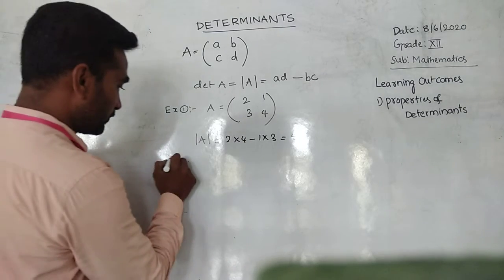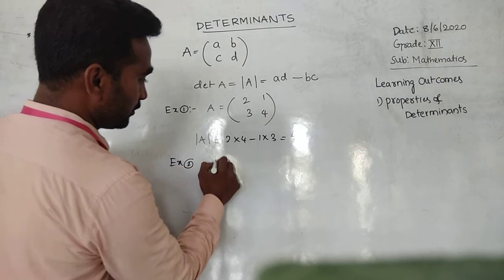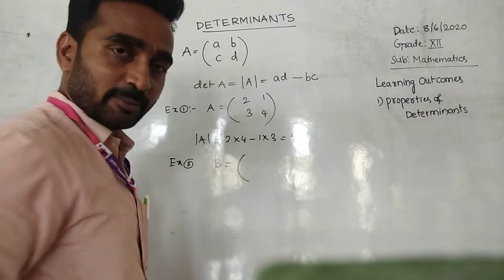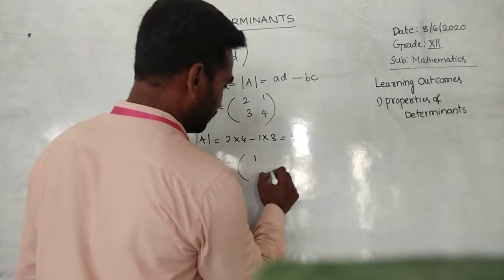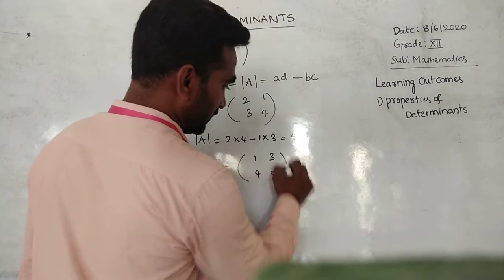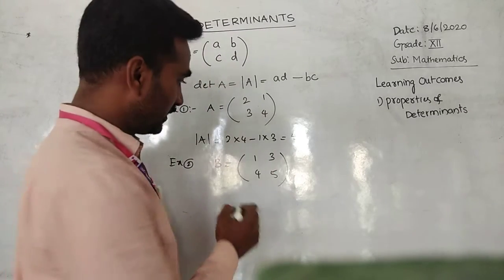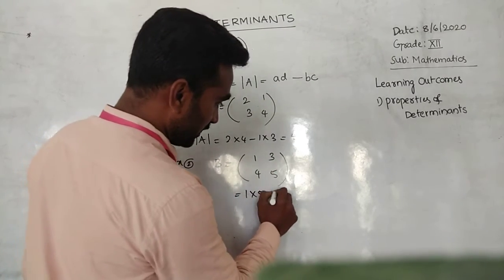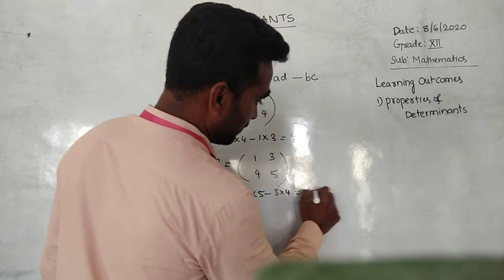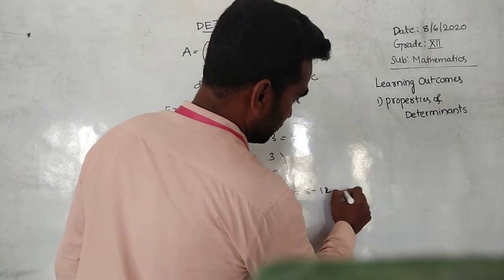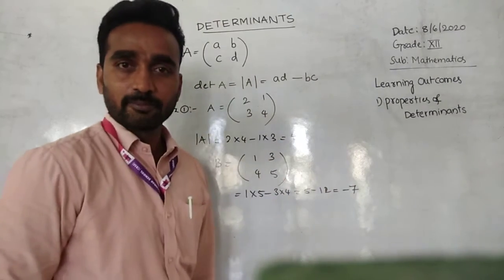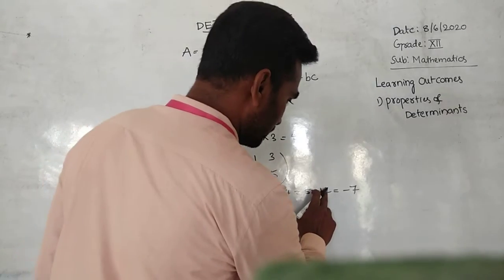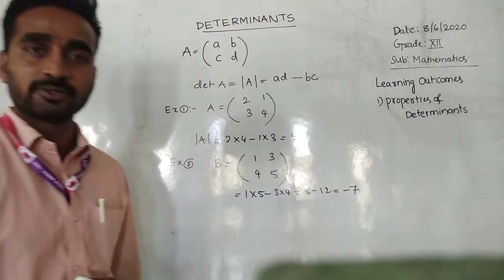And example 2, the matrix B is given as [1, 5; 3, 4]. Now the determinant of matrix B is equal to 1 into 4 minus 5 into 3, that is 4 minus 15, that is equal to minus 11. The determinant of matrix B is equal to minus 11.